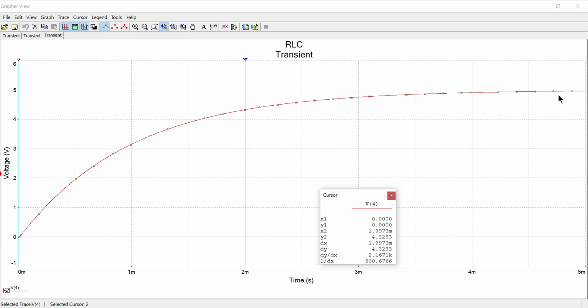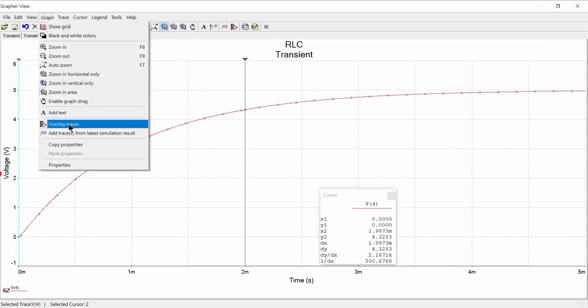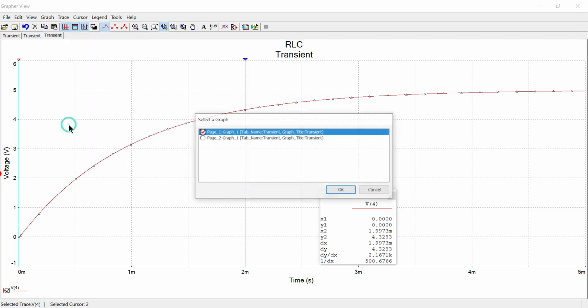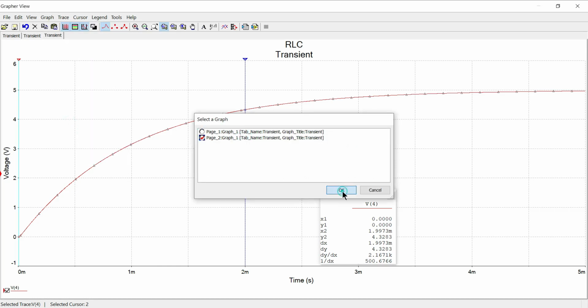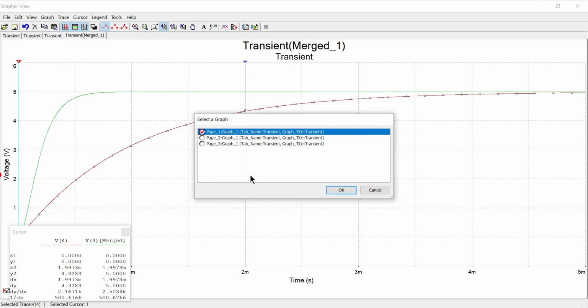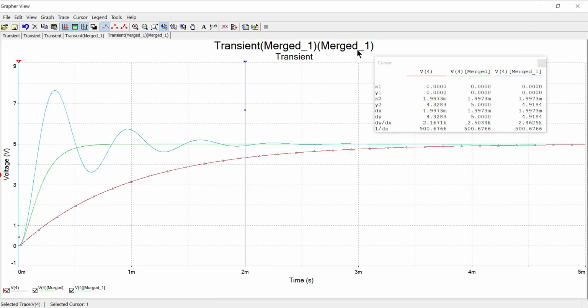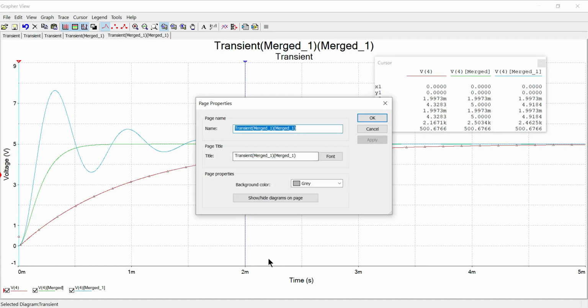value. So if you want to view the three graphs together, then you can go to the Graph tab and add all the previous graphs one by one. You can also change the title of the page by double clicking on it. Let me rename it as Step Response of Series RLC Circuit and press OK.